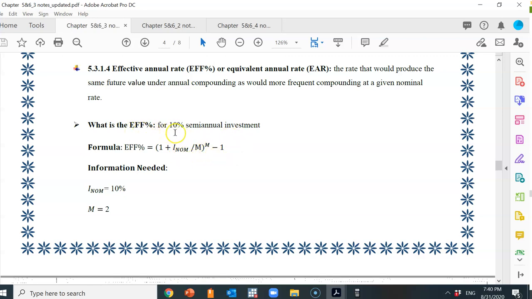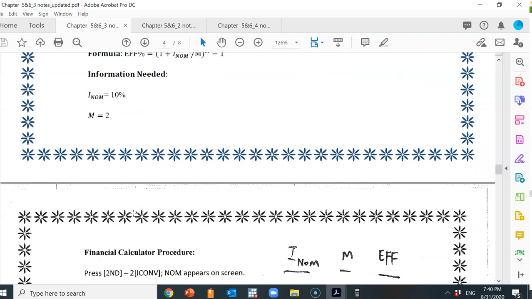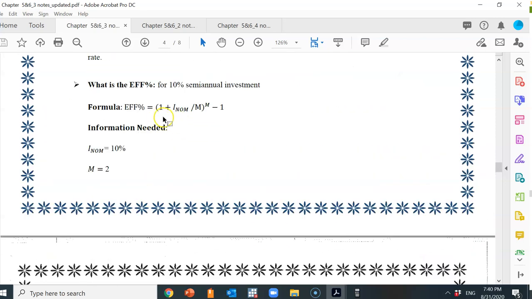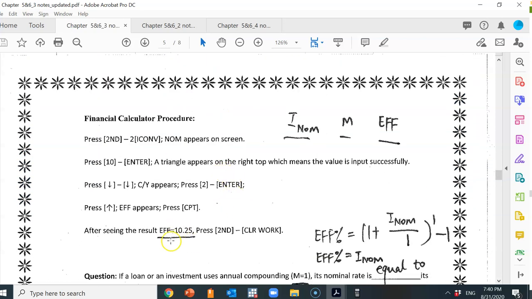In this example, we have a nominal rate of 10% and m as 2. So we just need to use 1 plus 10% divided by 2, to the power of 2, minus 1. So we can get the effective annual rate, which should be 10.25%.